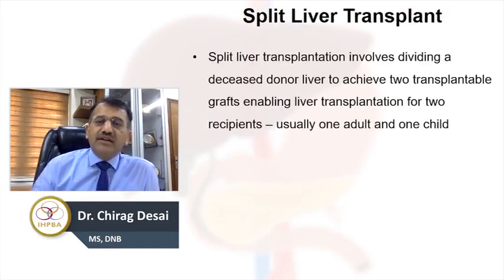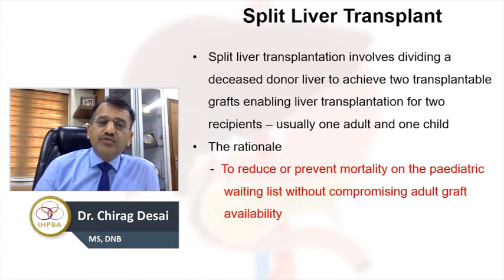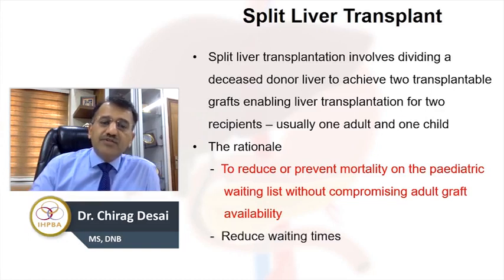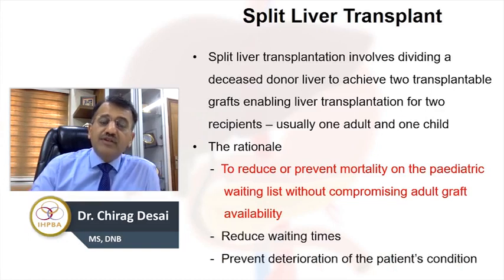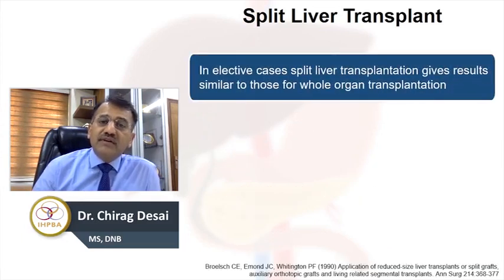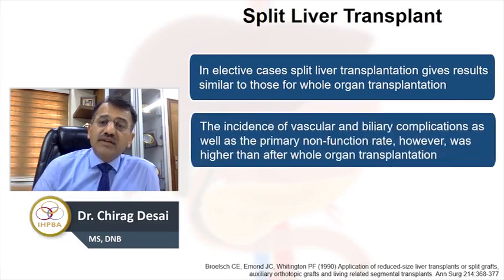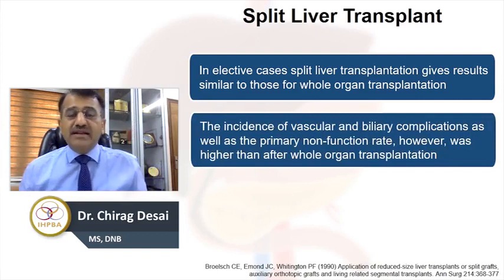So split liver transplant involves dividing the diseased liver into two parts. The rationale is to reduce or prevent mortality on the pediatric waiting list, without compromising the adult graft availability. It reduces the waiting times and it prevents the deterioration of the adult patient on the waiting list. In elective cases, the split liver transplant gives a very good result. The incidence of vascular and biliary complications is slightly higher. However, they are of acceptable range if the procedure is done by an expert.